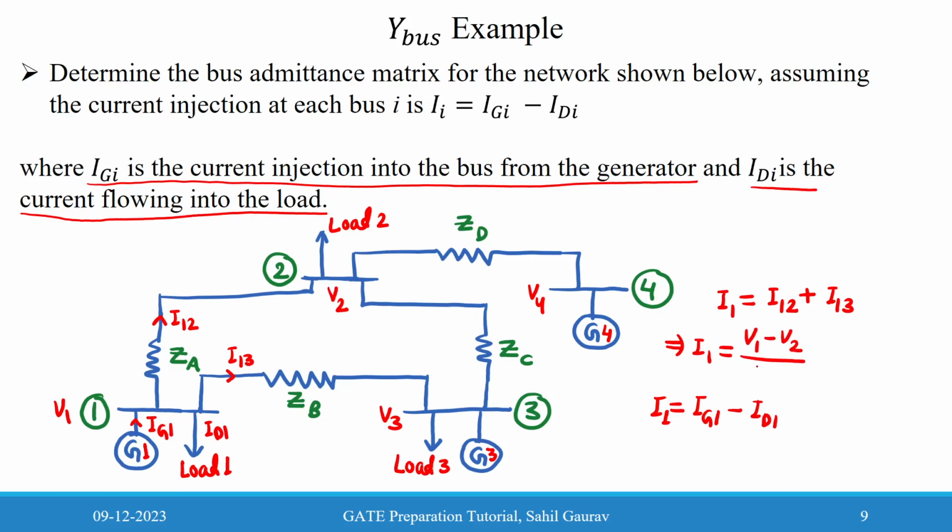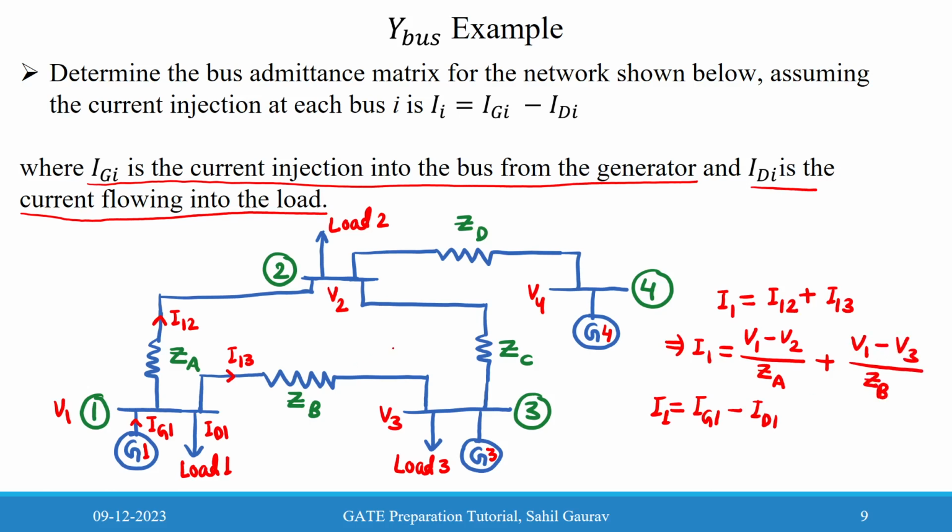V1 minus V2 divided by ZA, correct. And I13 will be V1 minus V3 divided by ZB. That is correct, very good. So that will be the I1.